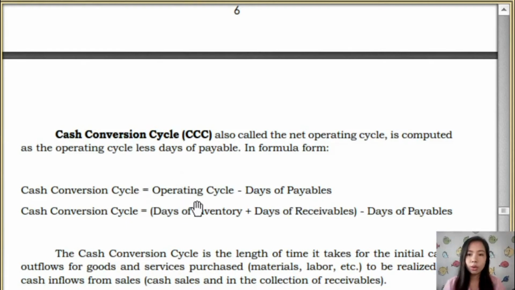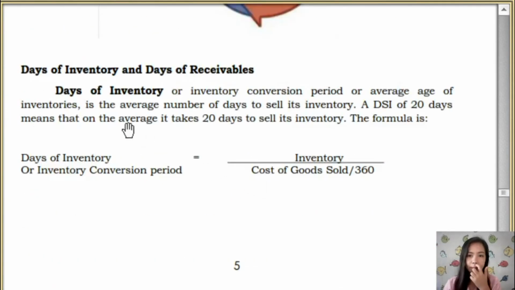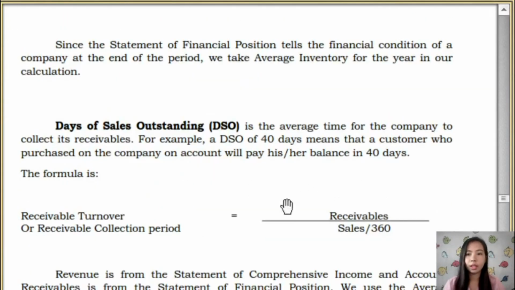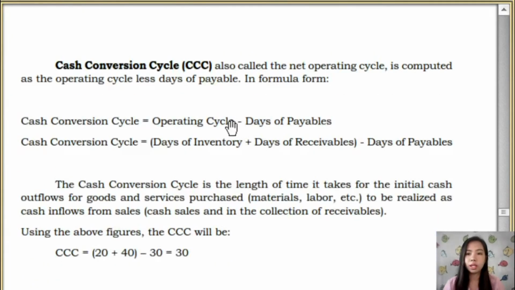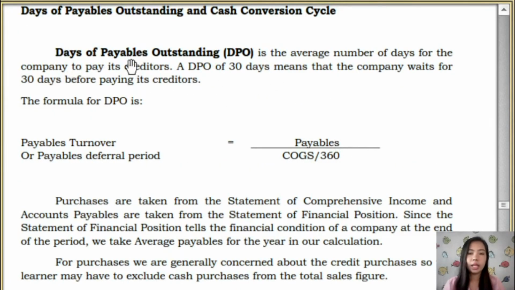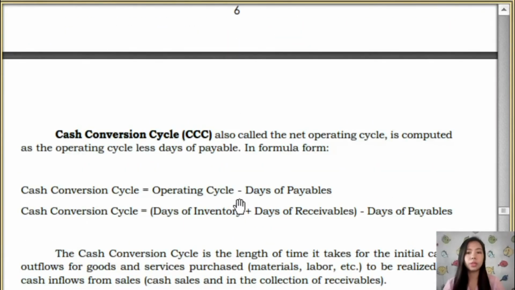So, saan natin kukuhanin si operating cycle? Si days of inventory plus days receivable. Si days inventory, eto po siya. Ayan. Si days of inventory plus receivables. So, doon natin makukuha si operating cycle. I-add natin siya and then less the days payable. Ito po siya. Days payable. Okay, so, ganun lang po siya kadali.